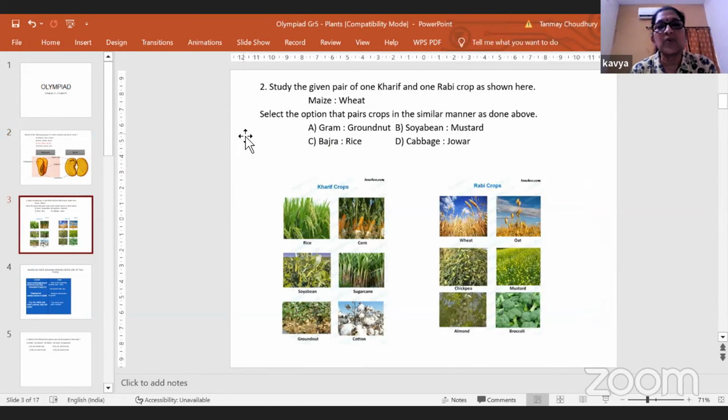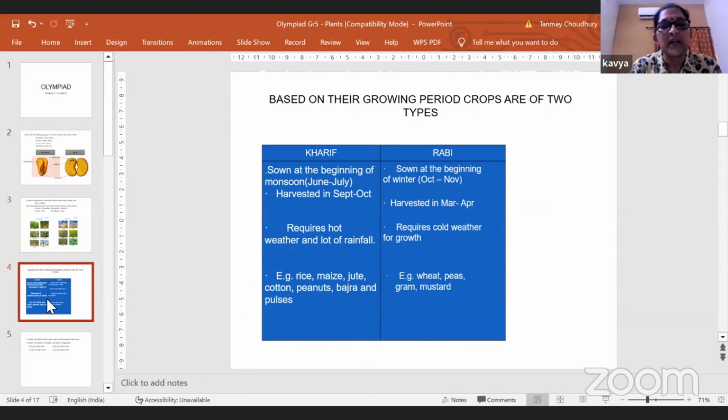Study the given pair of one Kharif and one Rabi crop as shown here. Maize, wheat. Maize is a Kharif crop and wheat is a Rabi crop. Now, what are these Rabi and Kharif crops? Now, here, I'll show you some examples here. Now, based on the growing period, crops are of two types in India, especially in India.